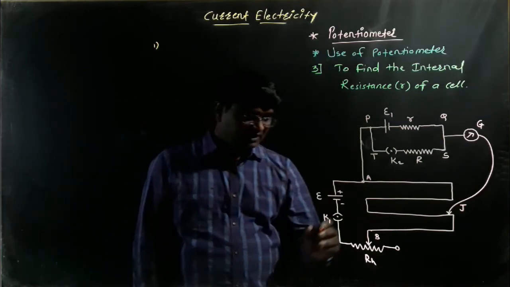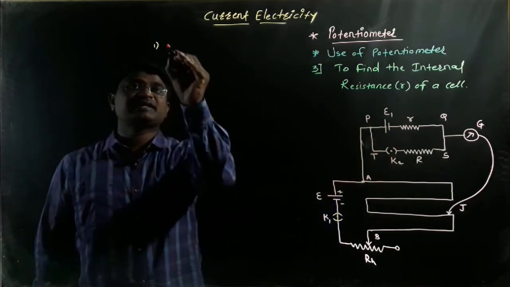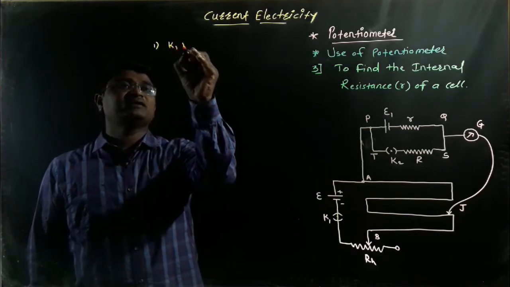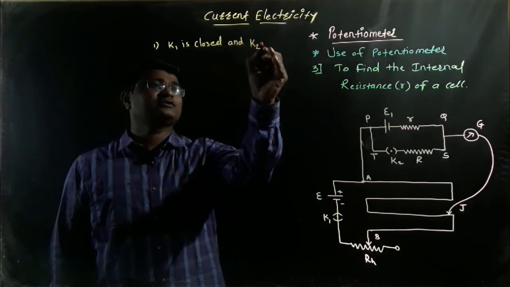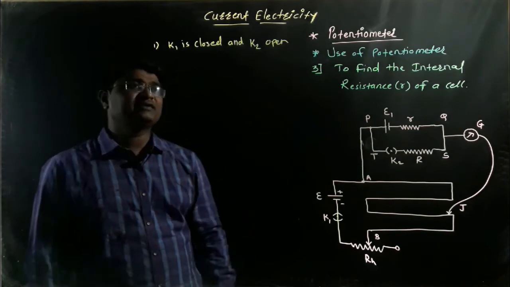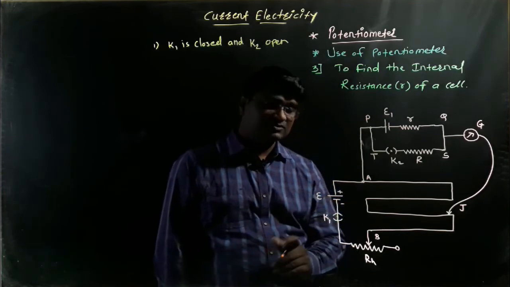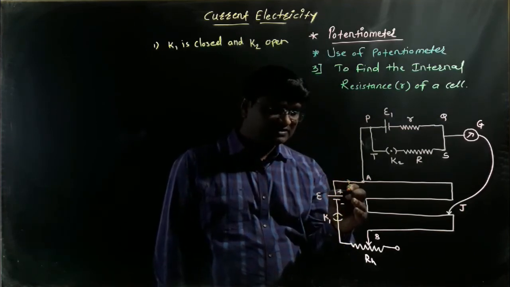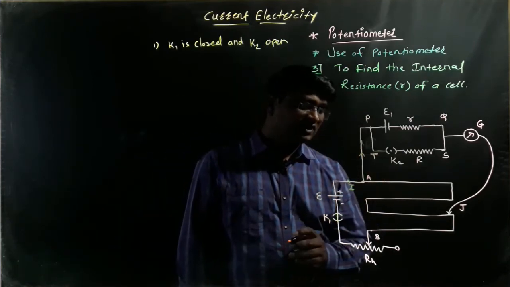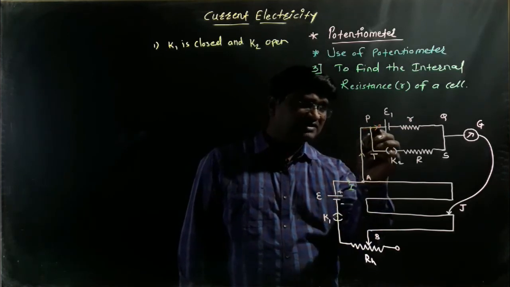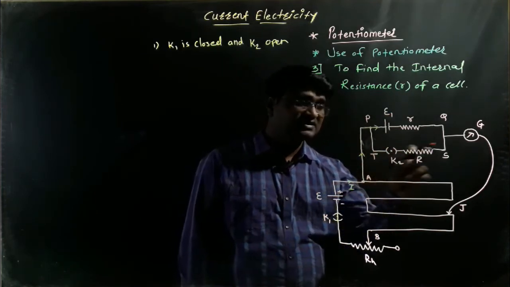In the first way, imagine that the first key K1 is closed but K2 is open. In the first case, K1 is closed but K2 is open. So what happens when the key K1 is closed? Now electric current passes through the given circuit, denoted by I. This electric current passes only through the cell epsilon 1, but it cannot pass through the resistance box.